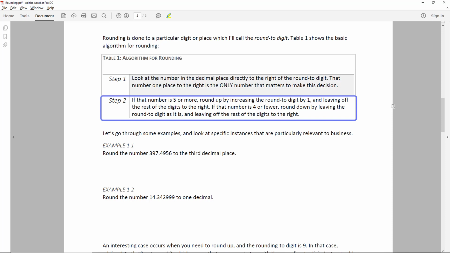Step 2. If that number, 1 place to the right of your round-to digit, is 5 or more, you round the number up by increasing the round-to digit by 1 and leaving off the rest of the digits to the right. If that number is 4 or fewer, round down by leaving the round-to digit as it is and leaving off the rest of the digits to the right. So that is our basic rounding algorithm. This applies most directly to numbers that are being rounded to decimal places to the right of the decimal point, but we can still use it even when we're not, as we shall see when we proceed through our examples.